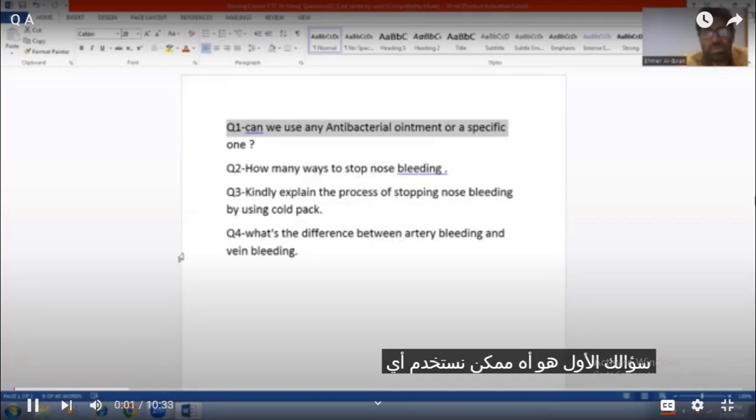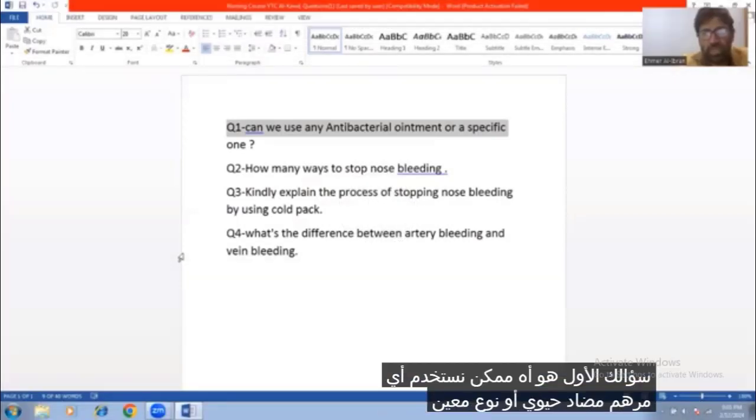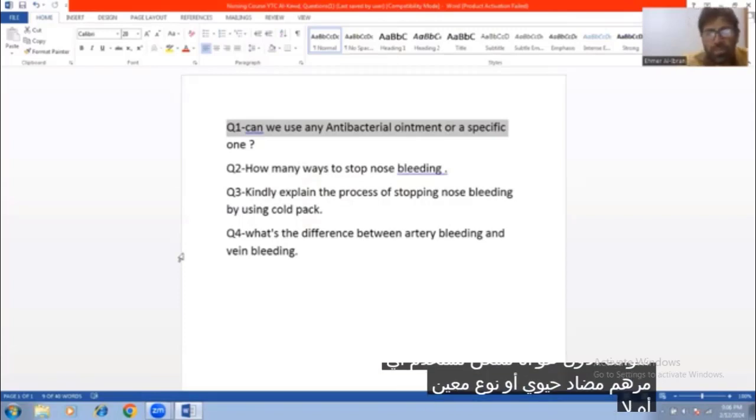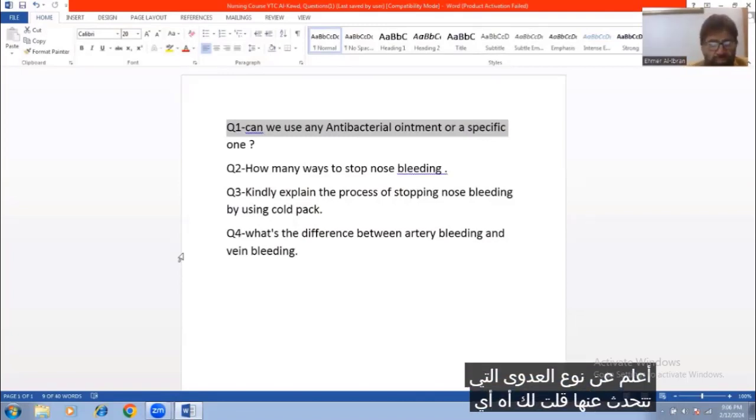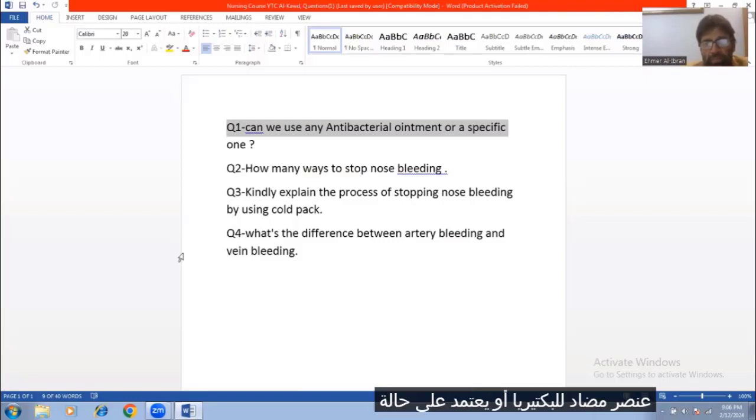Your first question is, can we use any antibiotic ointment or a specific one? I don't know which type of infection you are talking about. I told you, any antibacterial ointment, or it depends upon the condition of the wound.